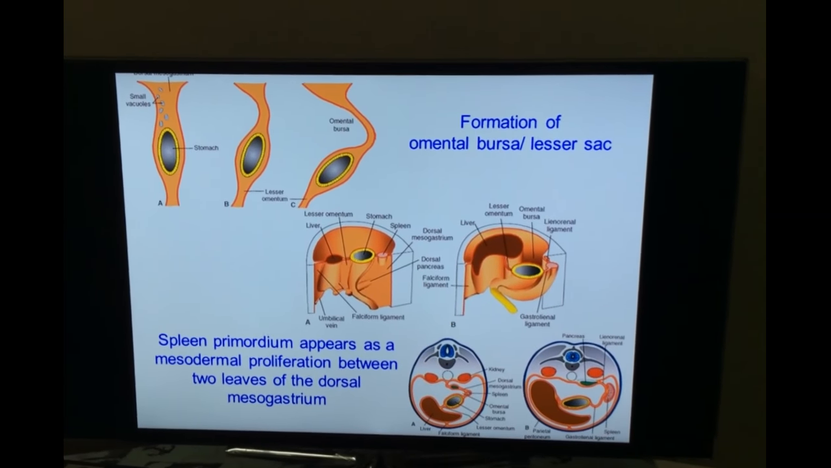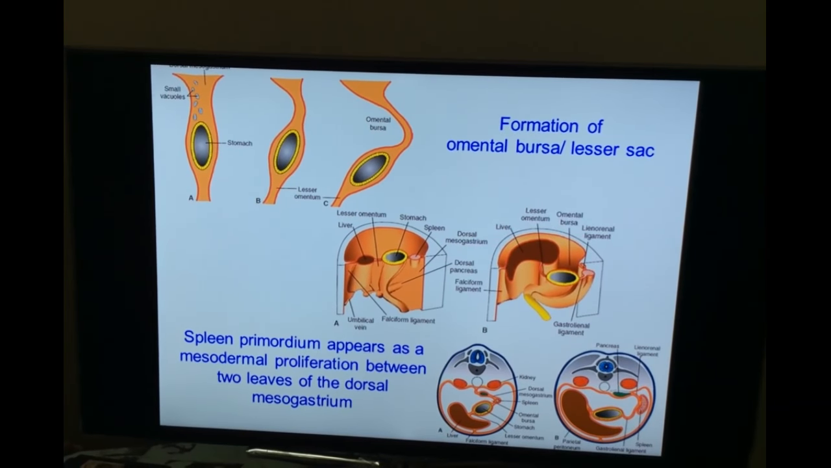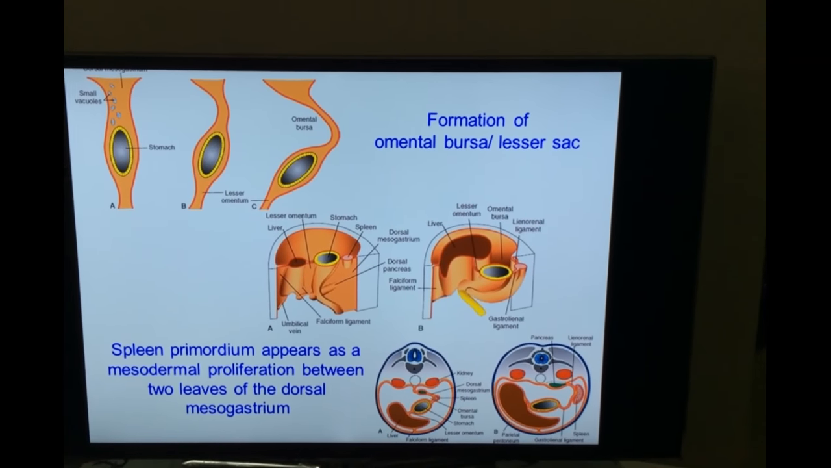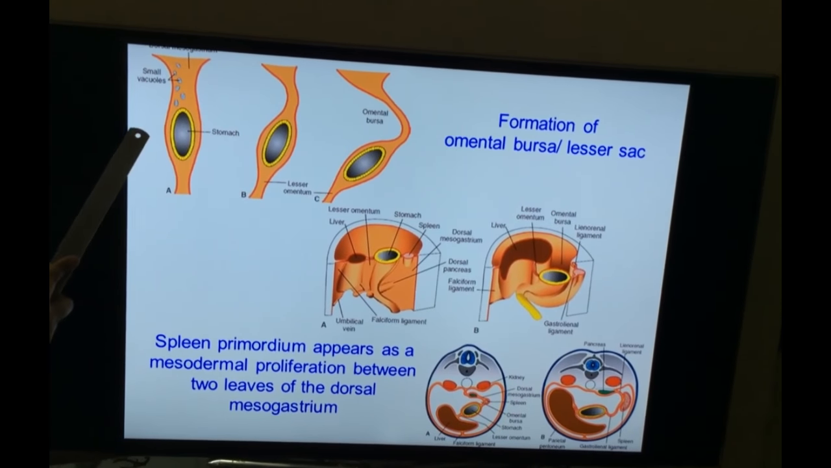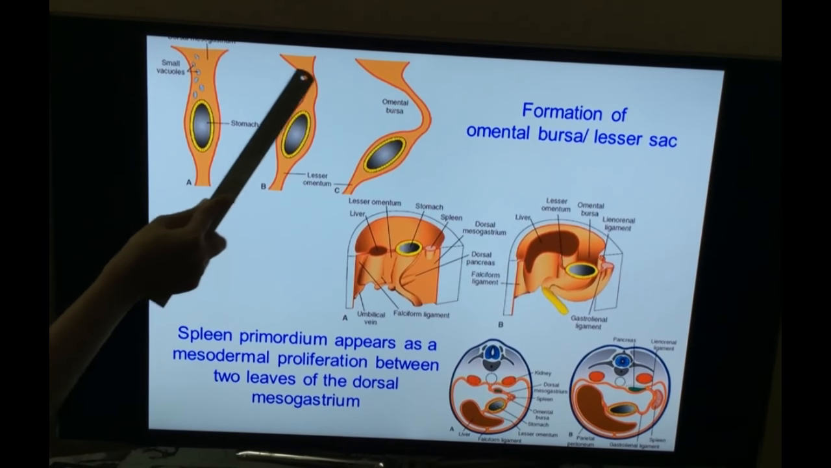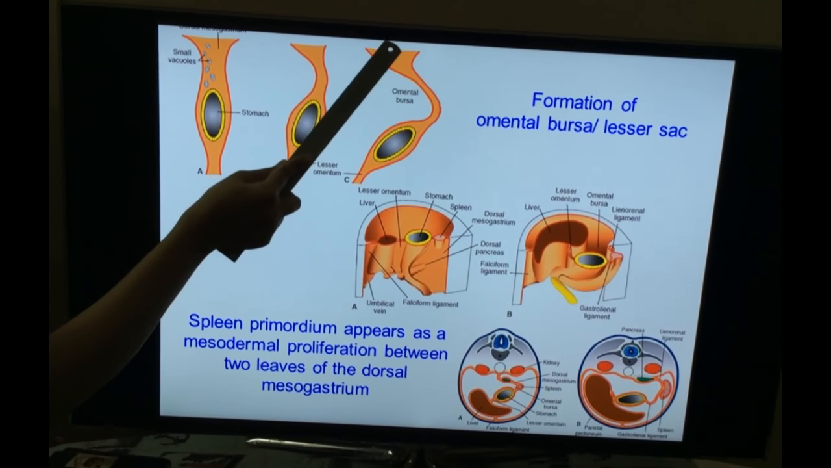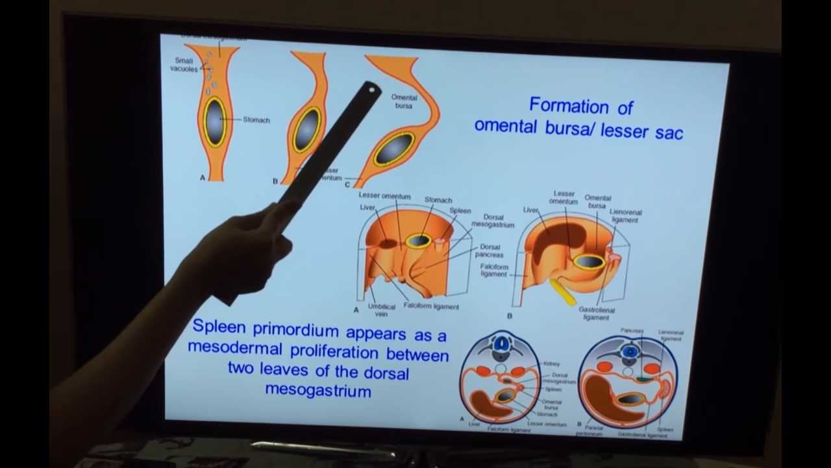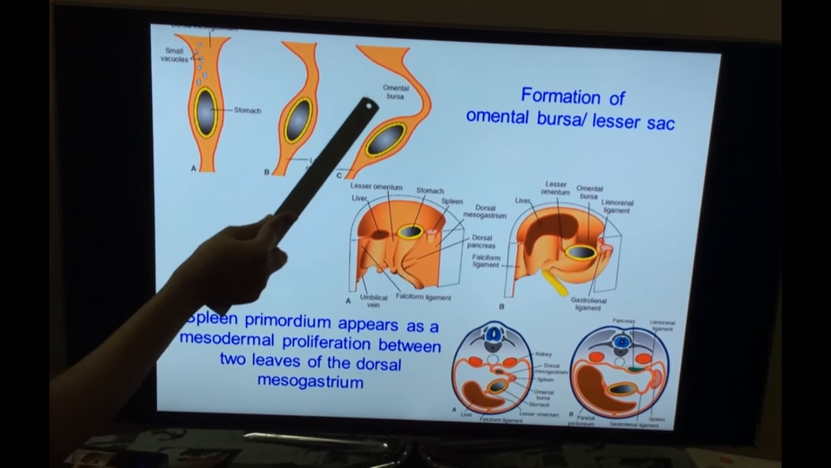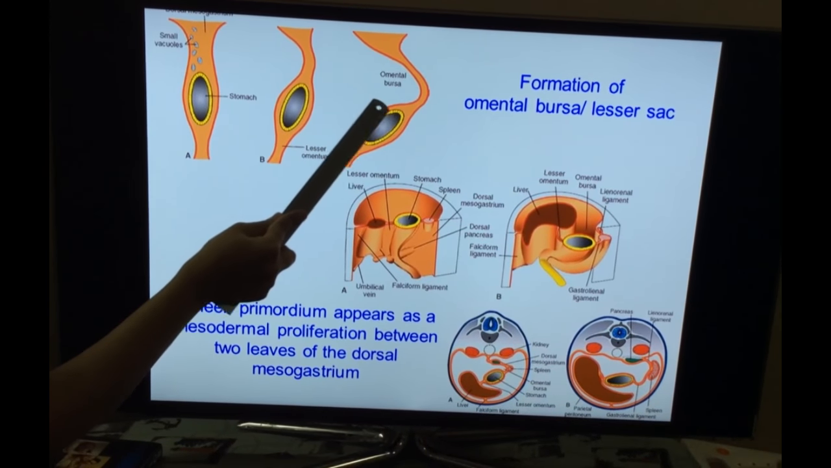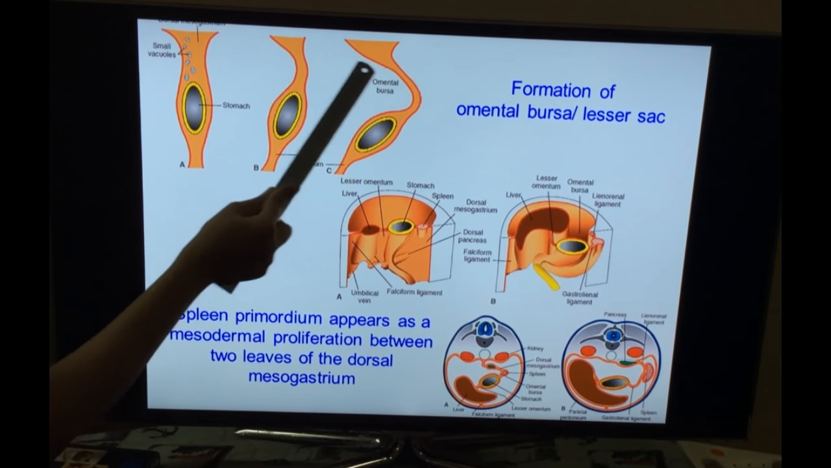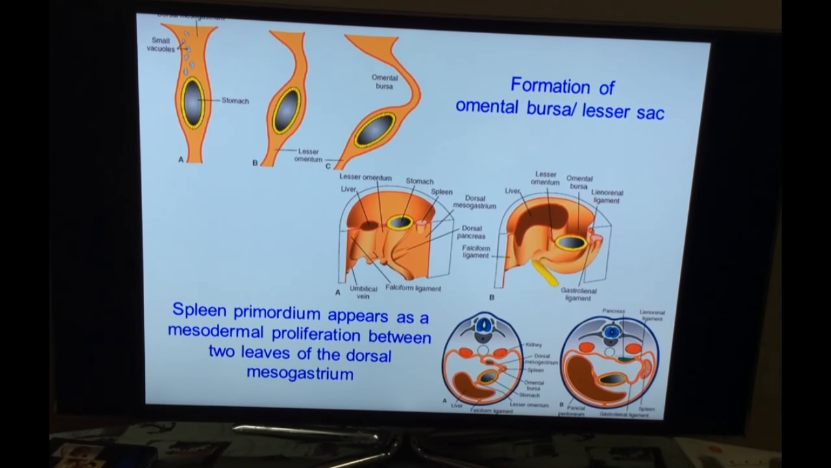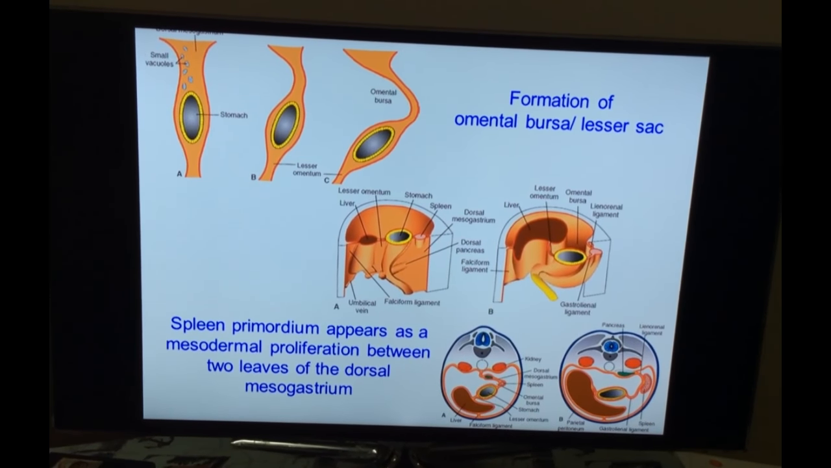Due to the rotation which occurs in the stomach, that is 90 degrees on the longitudinal axis in the clockwise direction, what happens to the gut tube? You can see here, this is the right side and this is the left side. Due to the rotation of the stomach, the dorsal mesogastrium will move towards the left side, forming a cavity posterior to the stomach. There will be formation of a small sac or cavity or bursa, and this bursa is called the omental bursa, also called the lesser sac.